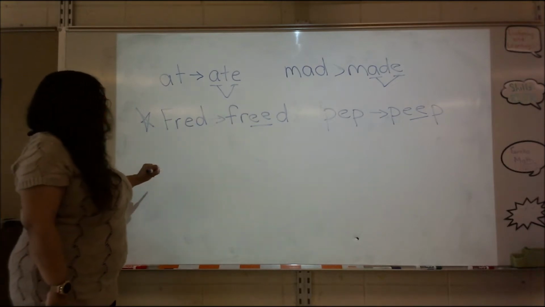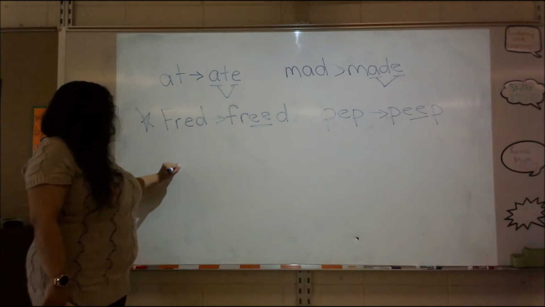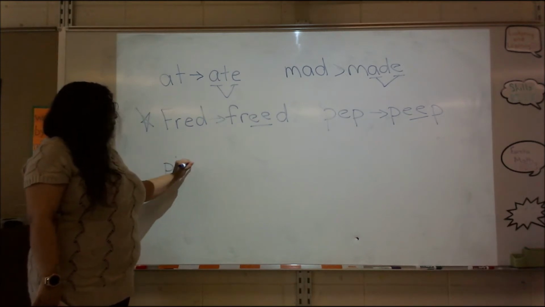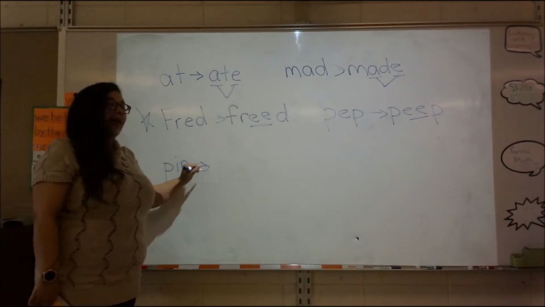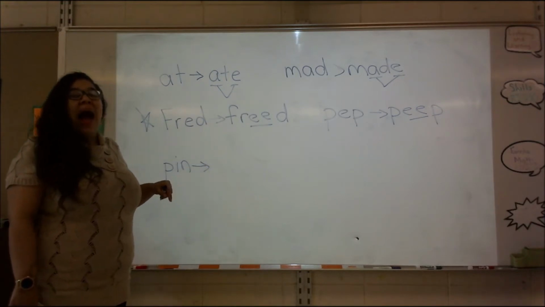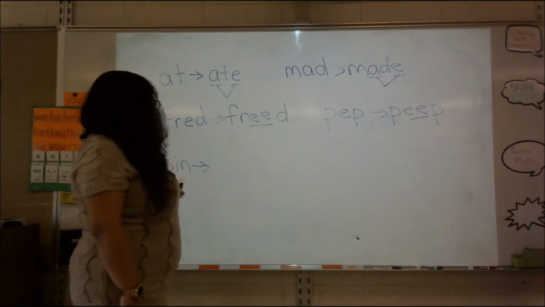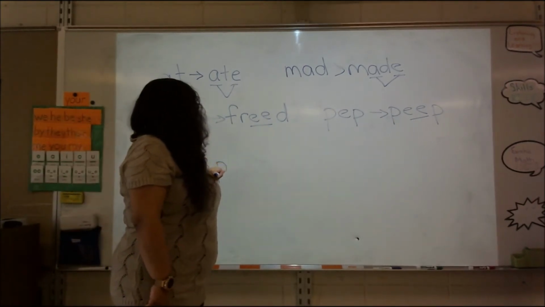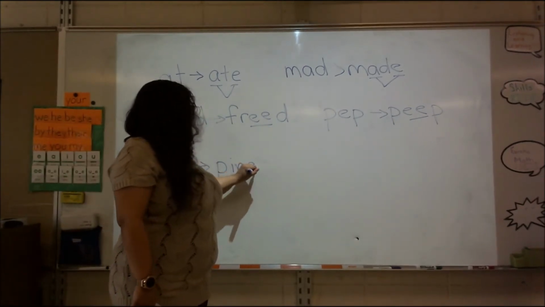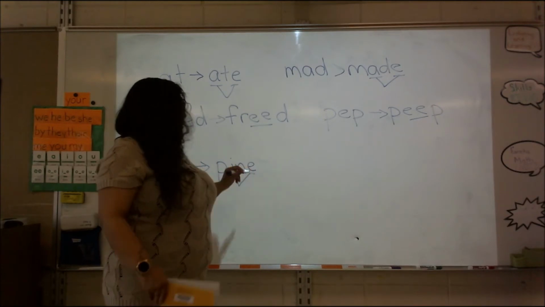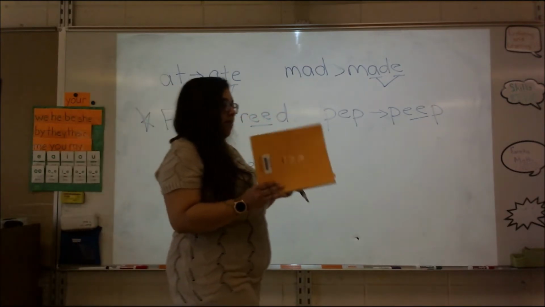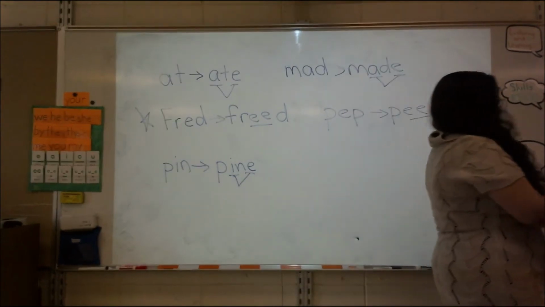Pen. To go from pen to pine, we're changing that vowel sound again. We're going from short I to long I. Pine. All right. Next we have twin.